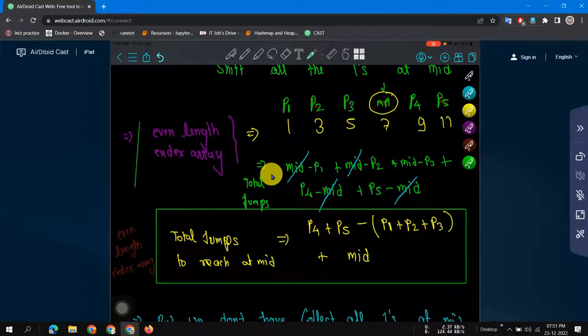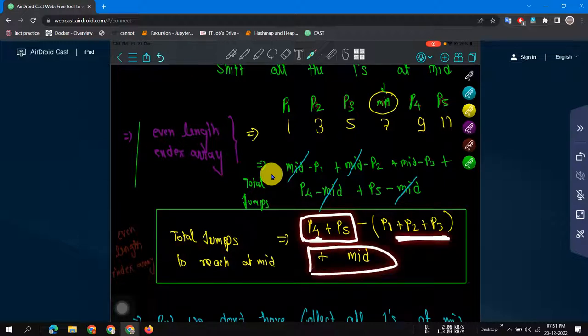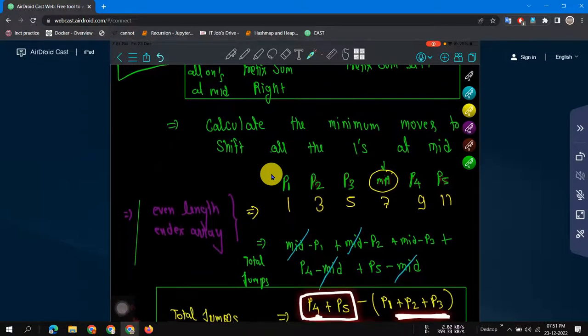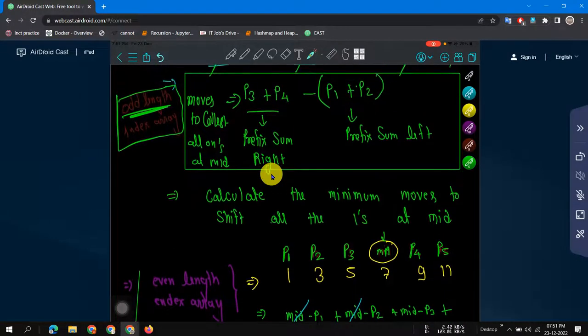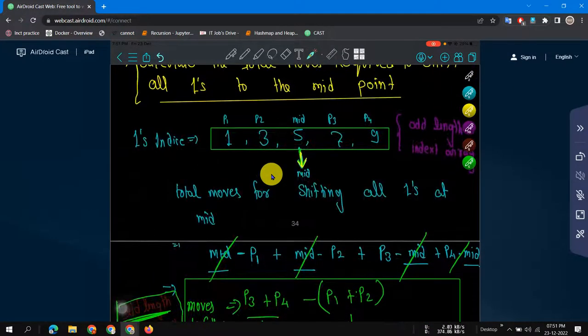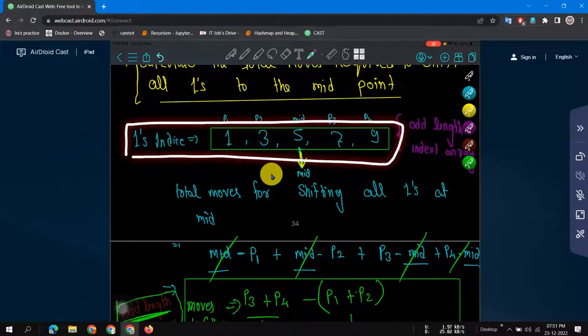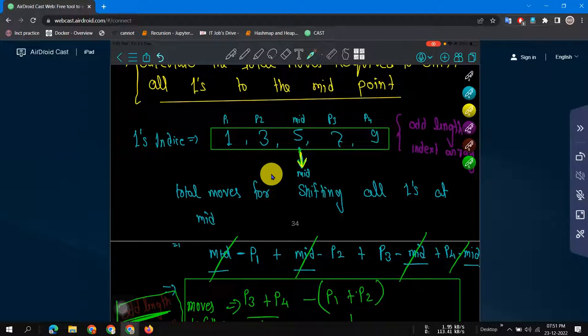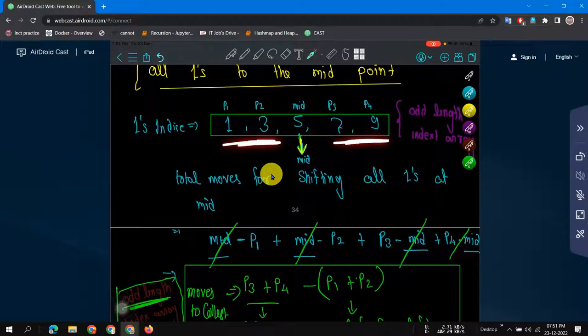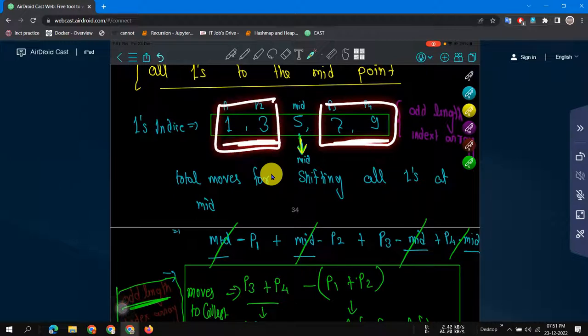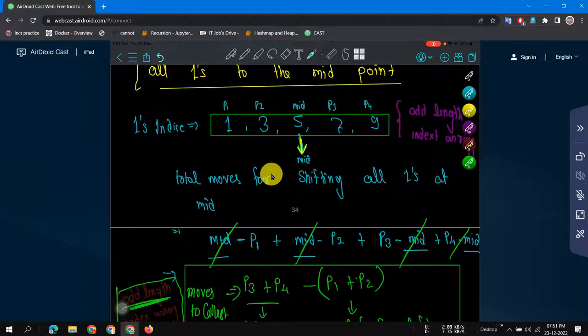So in this case what will happen is p4 plus p5, that is the prefix sum to the right of mid, minus the prefix sum to the left of mid, plus an extra one mid, right? So what we have understood so far is that if the length of the array of indices of 1 is even, in that case the length of this side and the length of this side around the mid will be the same. In that case I have to just subtract the prefix sum of this thing and the prefix sum of this thing, and I will get the jumps needed to collect all the ones to the midpoint, right?